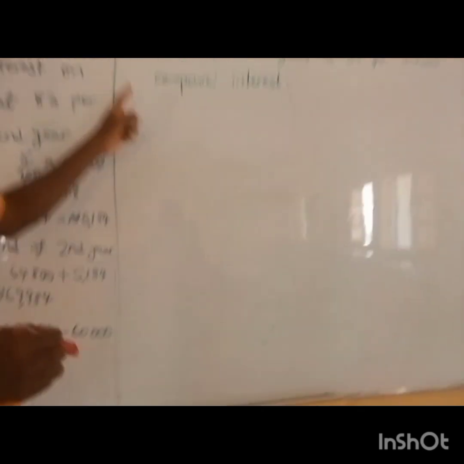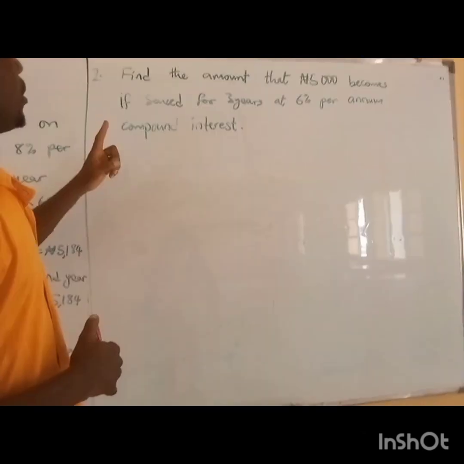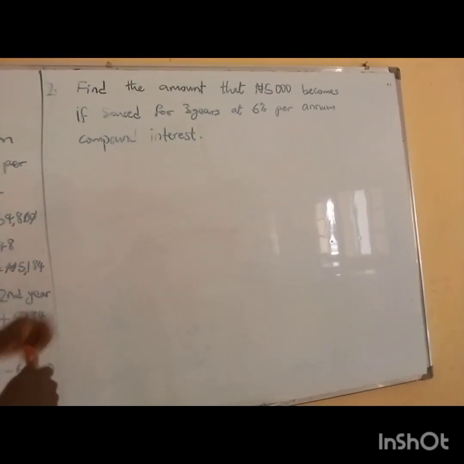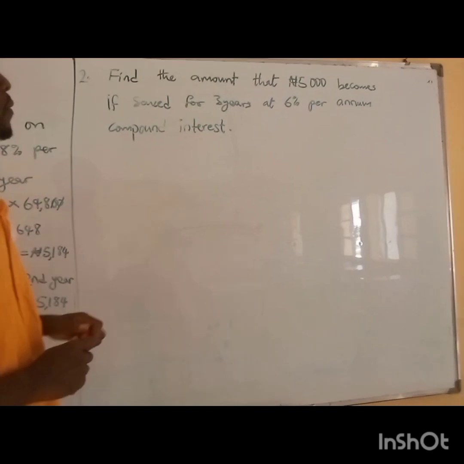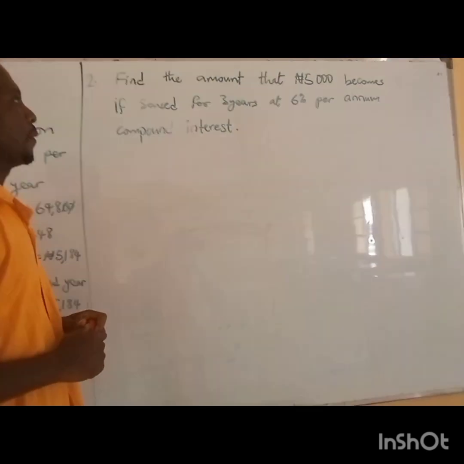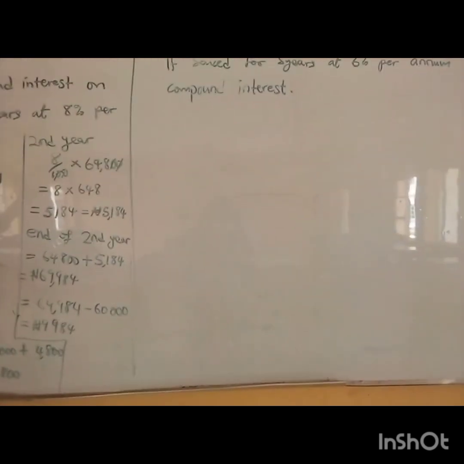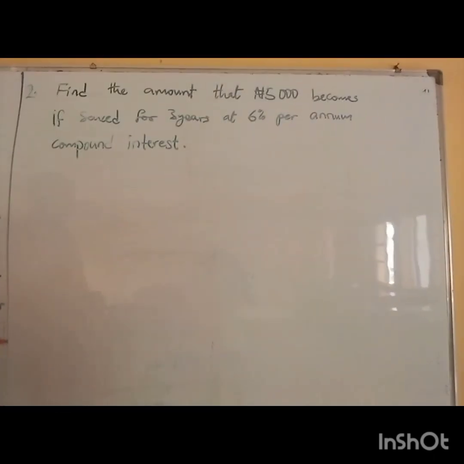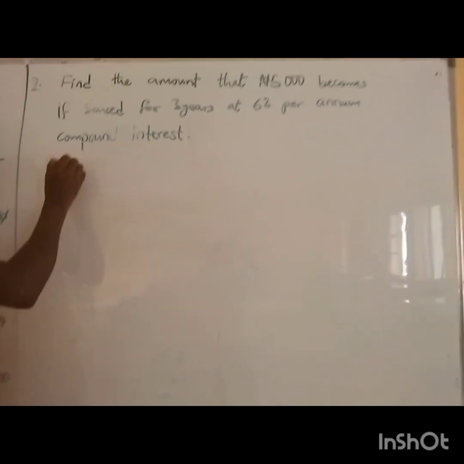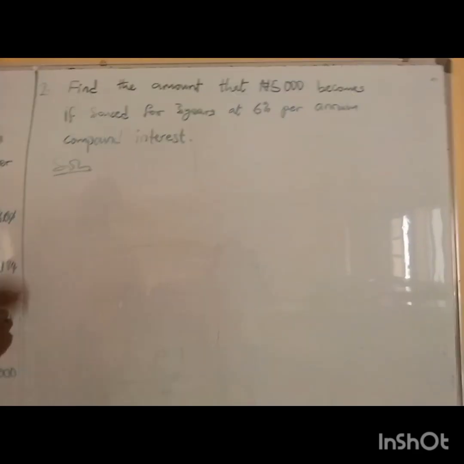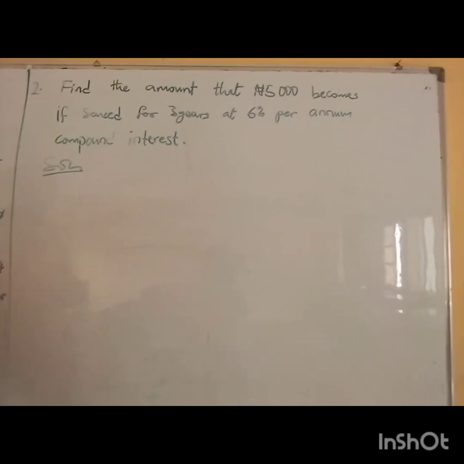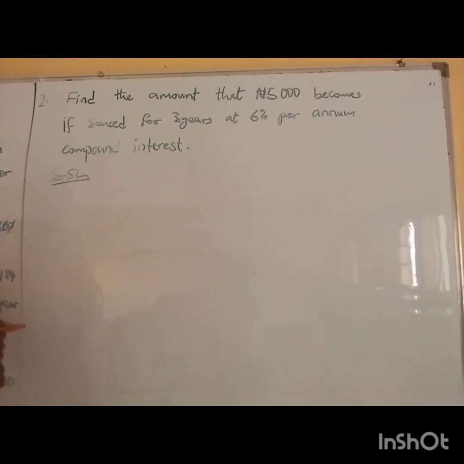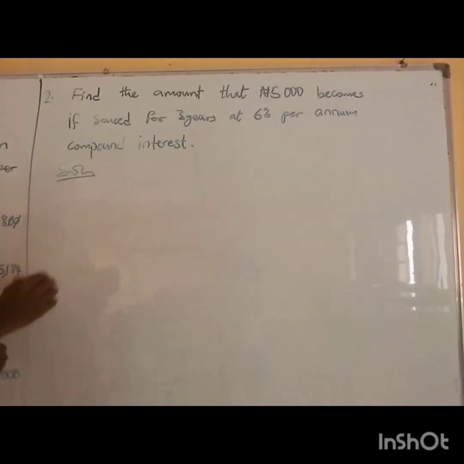Now, this is another question. This one is the amount for 3 years. Take down this question and give it a try. Having tried it, let's do it together and see how it goes. It says find the amount that 5,000 becomes if saved for 3 years at 6% per annum compound interest.